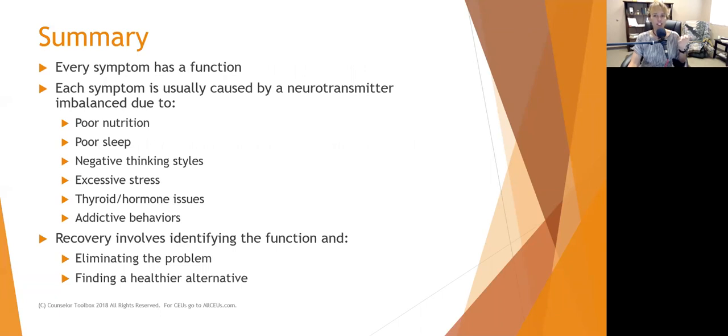Every symptom has a function. Each symptom is often caused by a neurotransmitter imbalance due to poor nutrition, poor sleep, negative thinking styles, excessive stress, thyroid or hormone issues, or sometimes addictive behaviors. So recovery from any of these things involves eliminating the problem and finding a healthier alternative. Remember, everything you do, you do for a reason. Everything your body does, it does for a reason. So it's important to figure out what that reason is and a healthier, happier alternative.